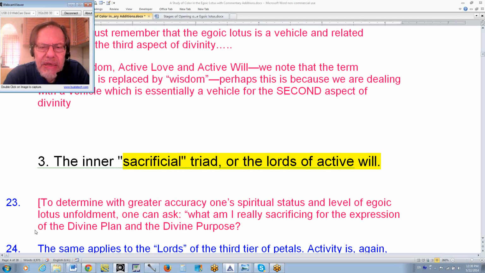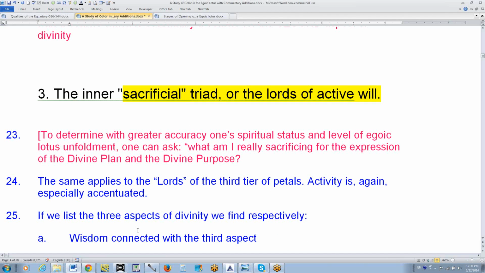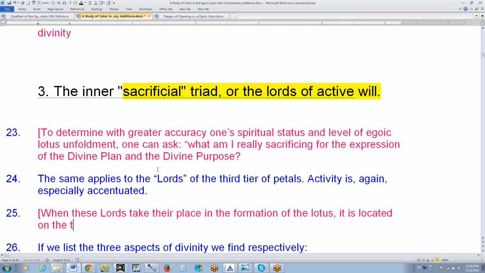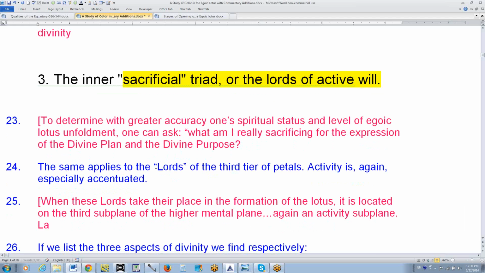All right, so the same applies to the lords of the third tier. Activity is again especially accented. Now, when these lords take their place in the formation of the lotus, it is located on the third subplane of the higher mental plane. So again, an activity subplane. Later it will move to the love-wisdom plane.